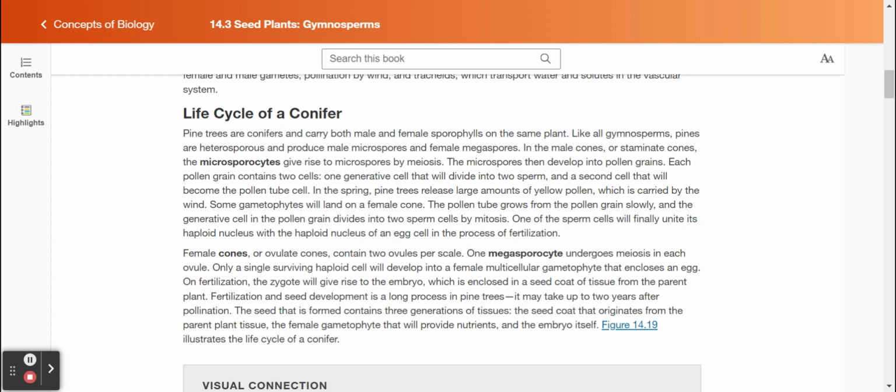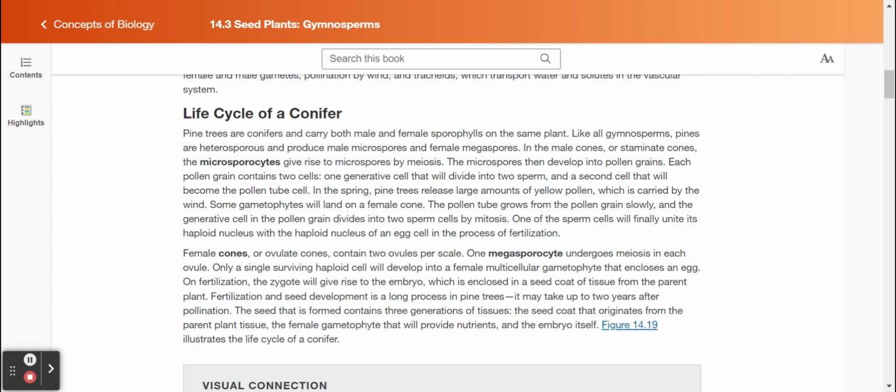Each pollen grain contains two cells, one generative cell that will divide into two sperm, and a second cell that will become the pollen tube cell. In the spring, pine trees release large amounts of yellow pollen, which is carried by the wind. Some pollen grains will land on a female cone. The pollen tube grows from the pollen grain slowly, and the generative cell in the pollen grain divides into two sperm cells by mitosis. One of the sperm cells will finally unite its haploid nucleus with the haploid nucleus of an egg cell in the process of fertilization.